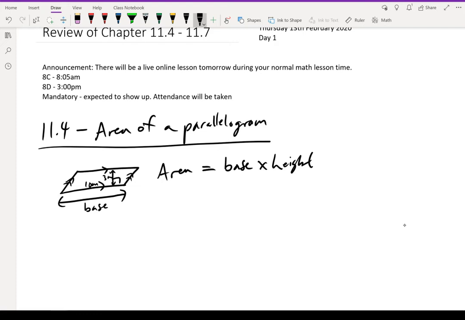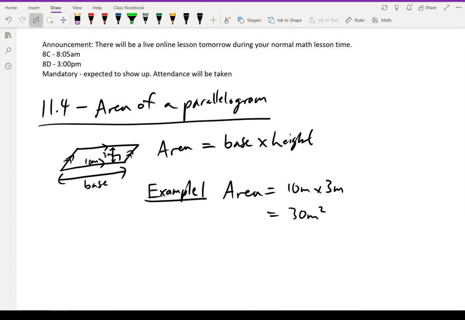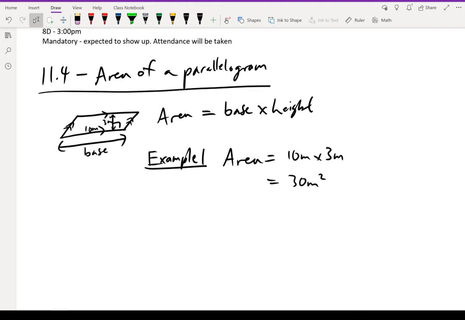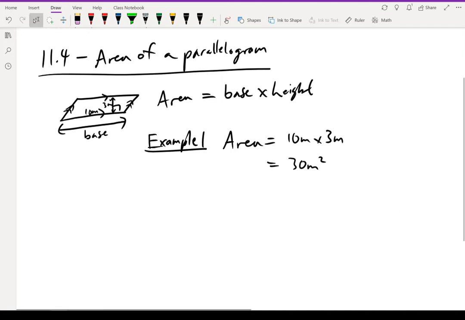And so if we look at this example, example 1, the area is equal to 10 meters times 3 meters, which is equal to 30 meters squared. Fairly simple. Now, sometimes the height is not as obvious as you think. So, for example, this is still example 1, a parallelogram, but let's say this is 1A and then this is 1B.